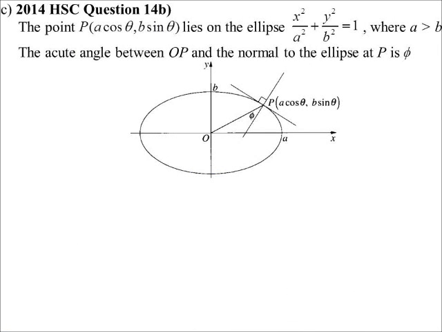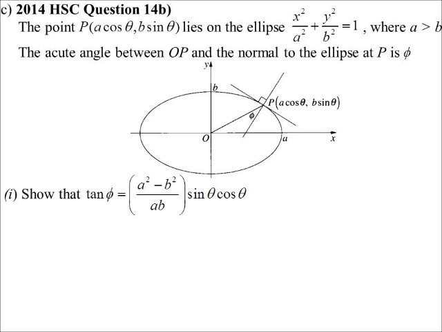That particular year they had a second conics question. So now question 14, and it was an ellipse question. So the point a cos theta, b sin theta again, so our standard parametrics, standard ellipse. What else have they told us? The acute angle between OP and the normal is phi. Okay. Show that the tan of phi is this lovely expression.